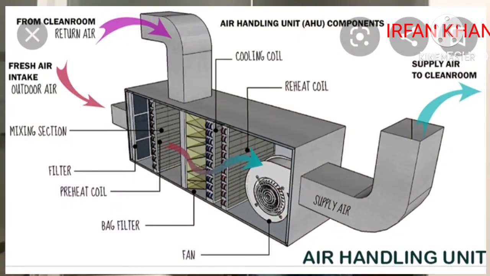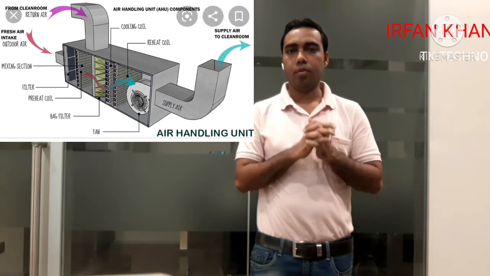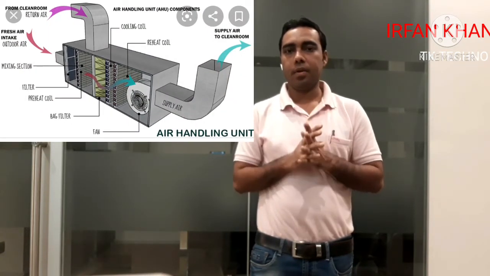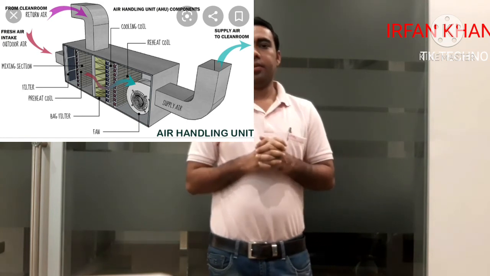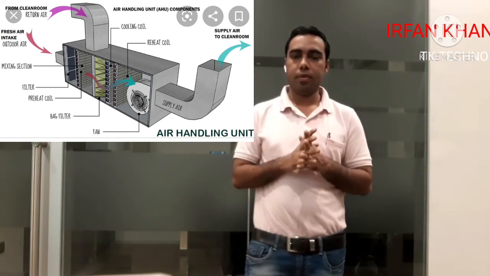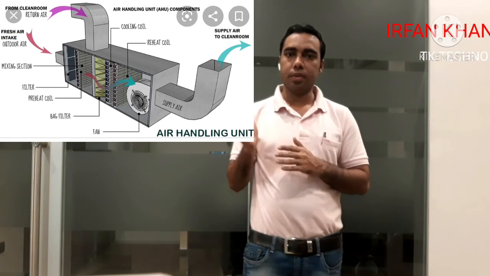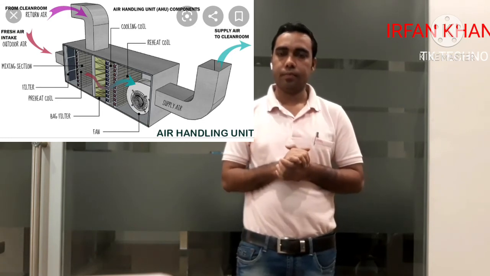In central air conditioning plant, the fourth cycle is air cycle. In air cycle, there are four basic components: air handling unit, supply air duct, return air duct, and fresh air duct. In air handling unit, there is blower and blower motor, filter, and evaporator coil. In evaporator coil, there is water which comes from chiller.